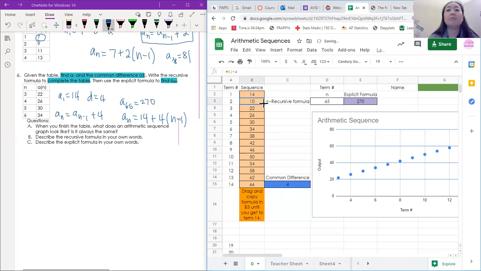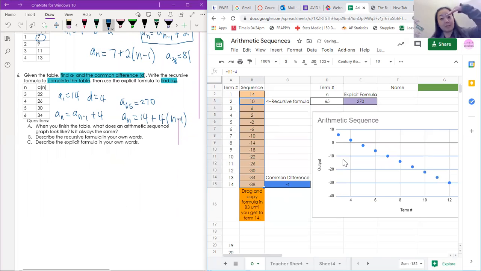Okay, so now what's going to happen to the line? To see how it goes negative now? It's going down in this downward slope, right? So it's a negative slope. The line has a negative slope, right? And so our common difference is -4.